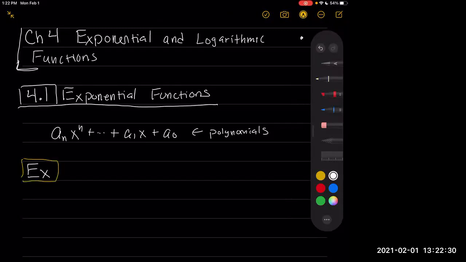Example. So if we look at 2 raised to the x, this is different than with our polynomials when we had an x raised to a number. Now we have 2 raised to the x. So functions like this, they grow faster than polynomials.